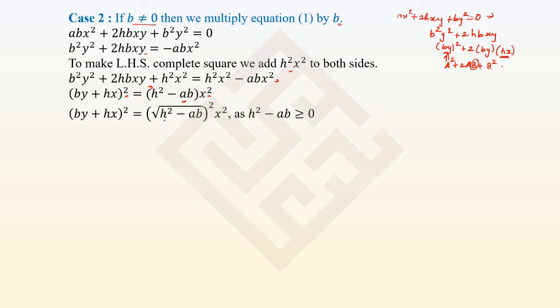Now here we are going to consider this term is greater than or equal to 0, क्योंकि अगर ये less than 0 हो जाएगा तो रूट हम नहीं निकाल सकते. So that is why we are taking h square minus ab is greater than or equal to 0. Now you are getting the term as x square is equal to y square, right, this is of this type.